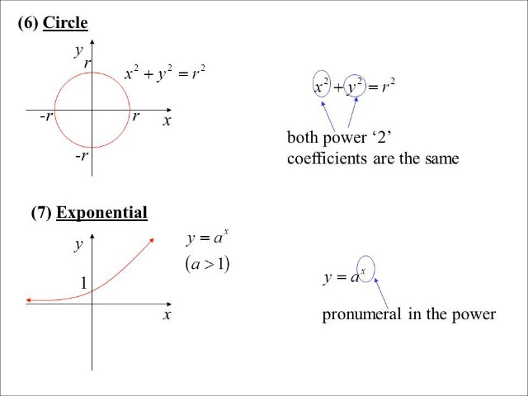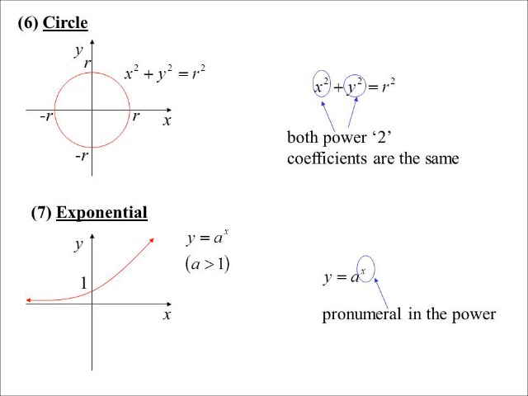So very easy to pick an exponential. You'll notice that you've got a pronumeral in the power or the indice. Hang on, before I go on to the next one. If the base was less than 1, and when I say less than 1, I actually mean between 0 and 1, then it would be reflected in the y-axis. So the curve would go the other way around.